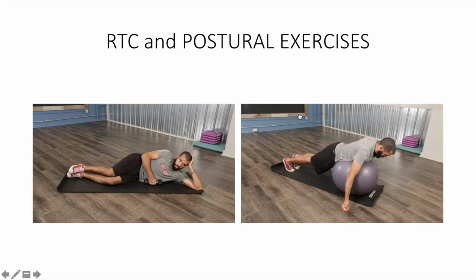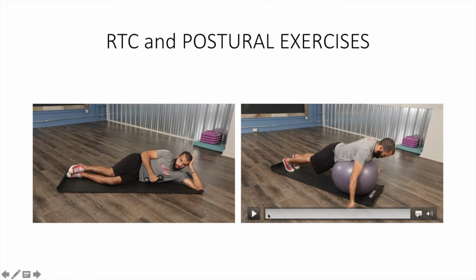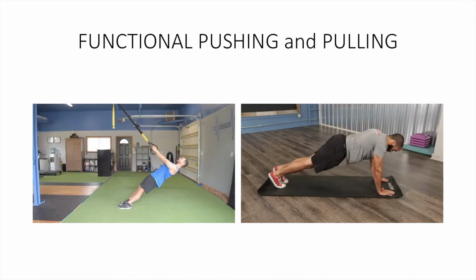The next two sets of exercises I want to show you are rotator cuff and postural exercises. An example of a rotator cuff exercise is just a side lying external rotation, and we would progress the weight there. And then you're looking at this one here, laying on the ball, lifting your arms straight out to the side. So we're really focusing on strengthening your scapular or postural muscles with that one.